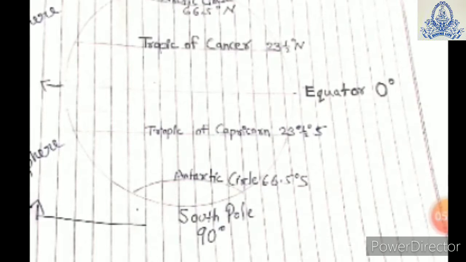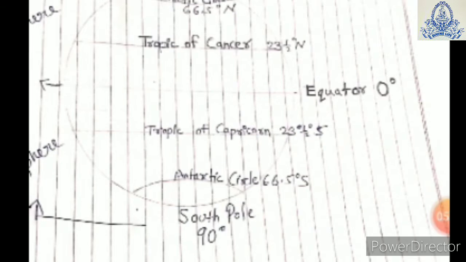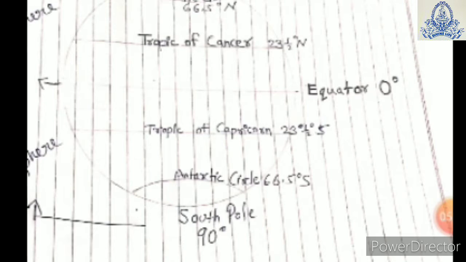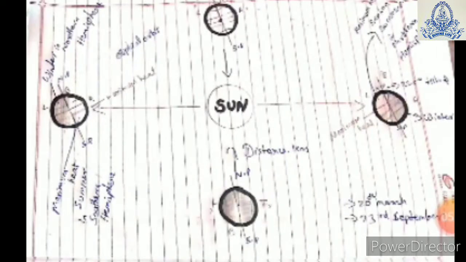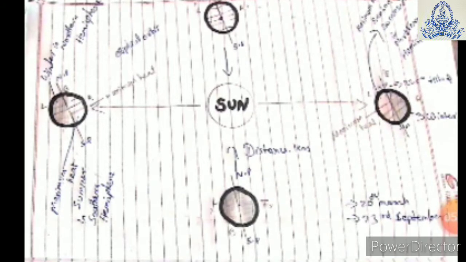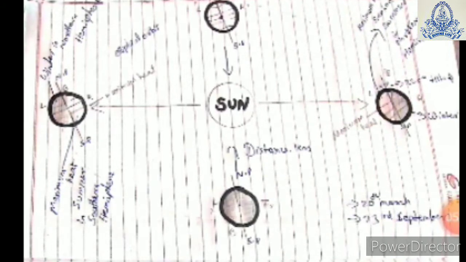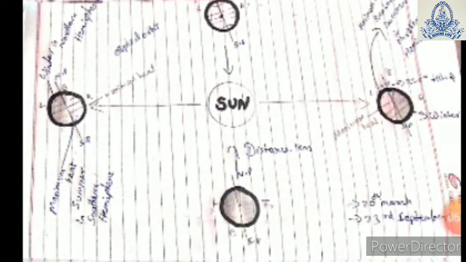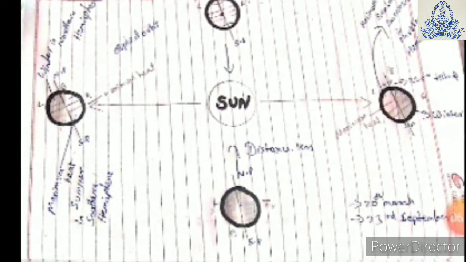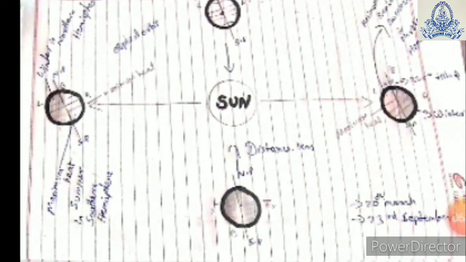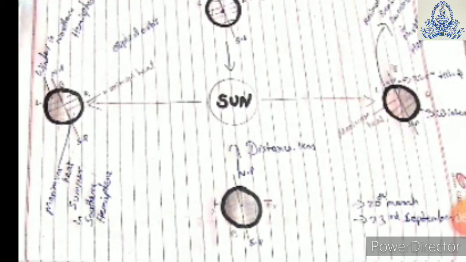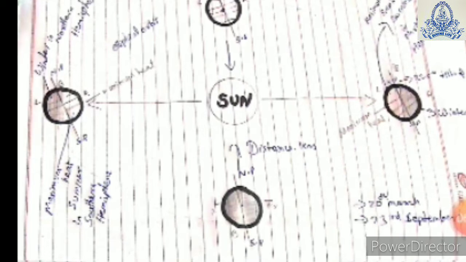Now we have to learn what equal day and night is and how it happens. Here I have made some diagrams so we can understand. In this diagram you can see the sun and 4 diagrams of the earth. That is the revolution I have drawn, a diagram which gives you information about equal day and night. Actually, this equal day and night is also known as an equinox.